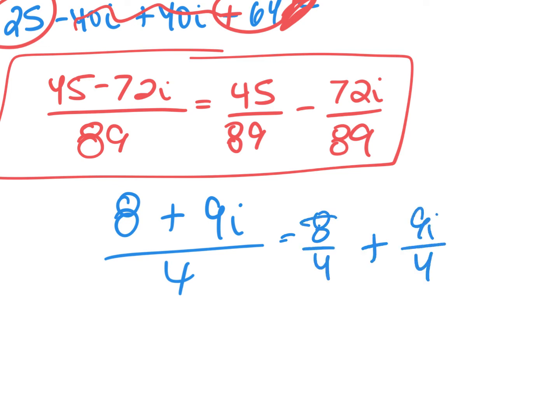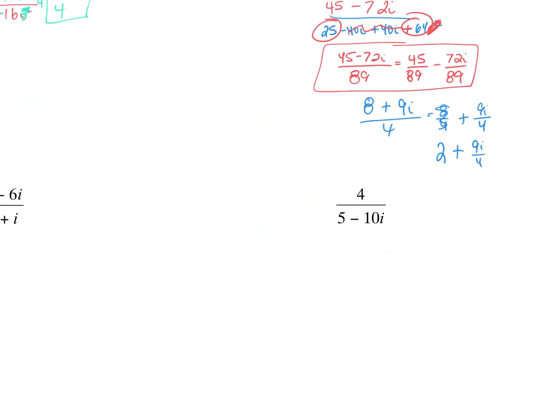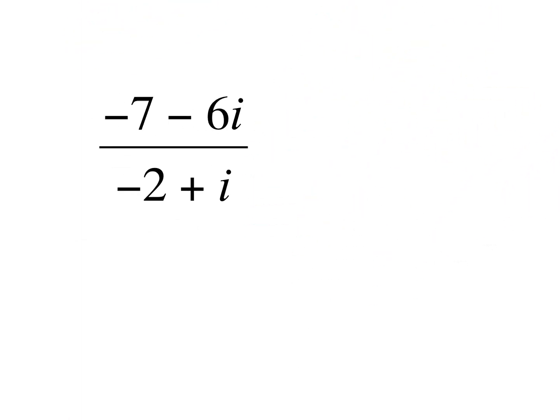8 over 4 would become what? 2, and then it would be plus 9i over 4. That would be the correct answer. So it's just a good habit to get into pulling it apart, because there might be times when the numerators and the denominators simplify differently, where your denominators aren't the same. So good question.